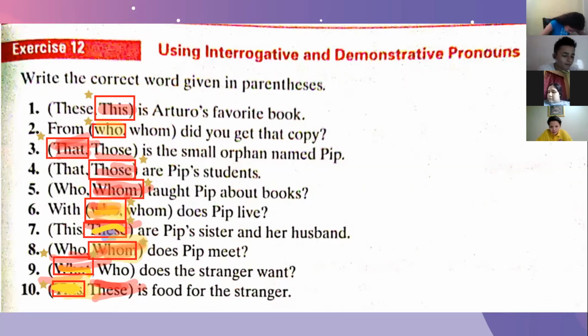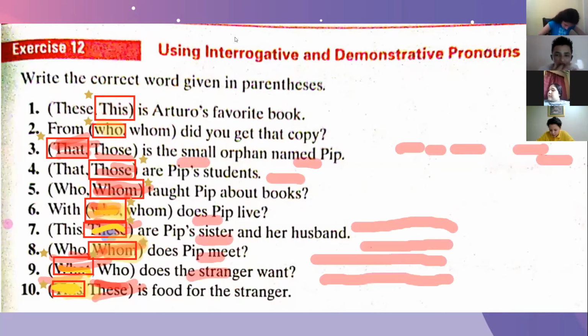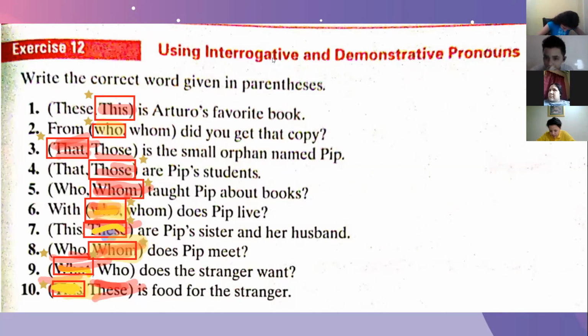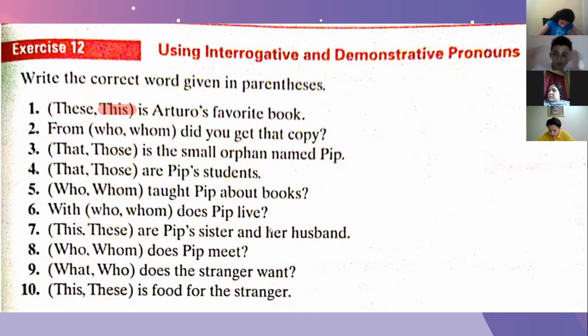Miss, pero la comida tampoco es contable, Miss. No, it's not countable. Of course, I'm not going to count every single grain of rice in my plate. That's why we use just one thing. So we can't say our food for the stranger. We can say these are the plates of food for the strangers, but in this case we're using the is. So this one we know that is singular. All right.